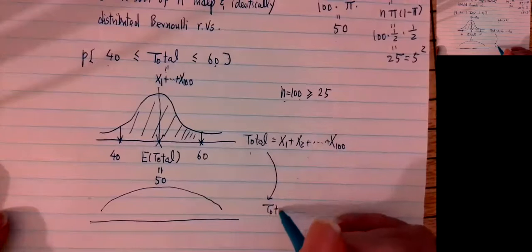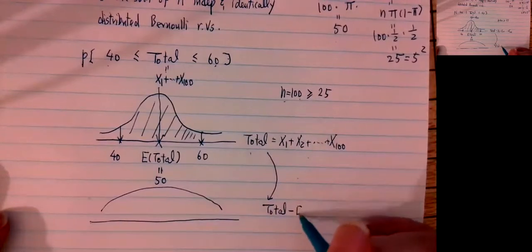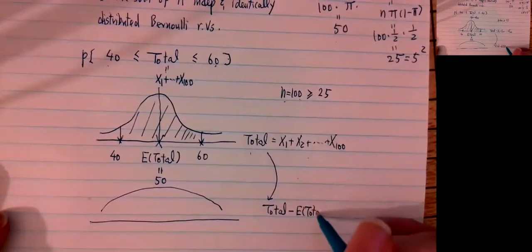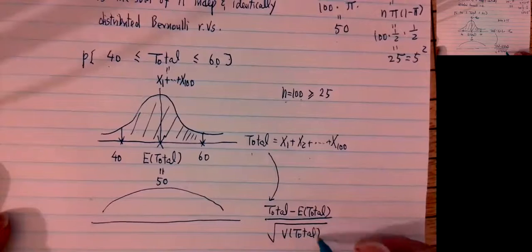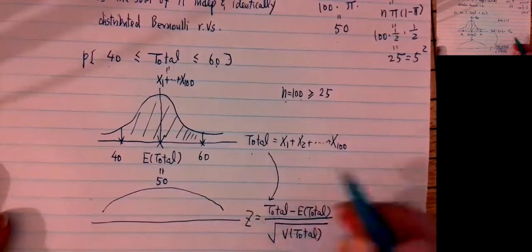And how can we find the size of the shaded area? It's a standard procedure, okay? We call it standardization. Any variable, subtract its mean, divided by standard deviation. We're going to convert to z-score.